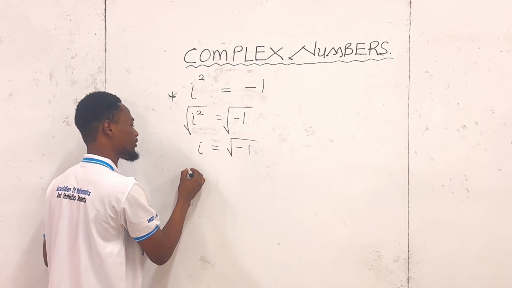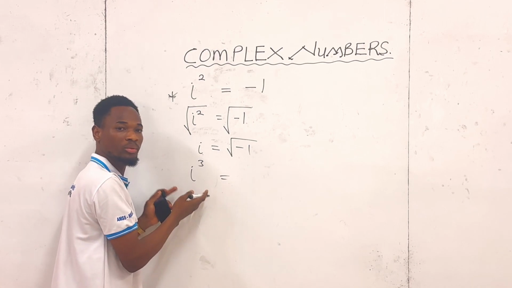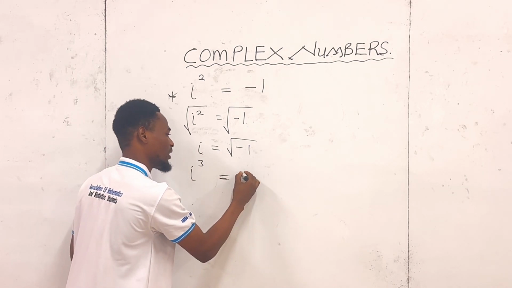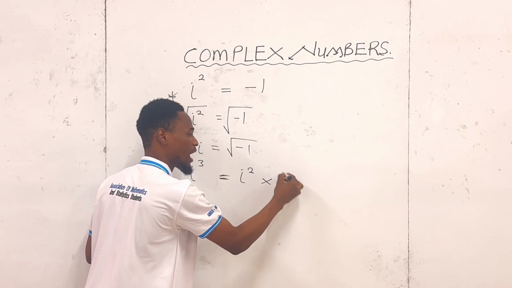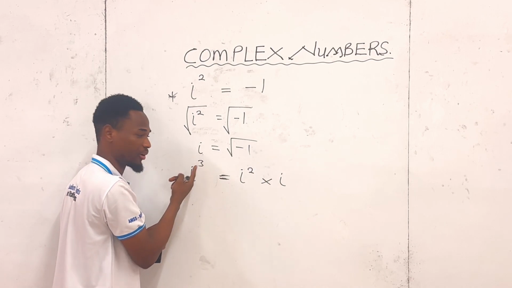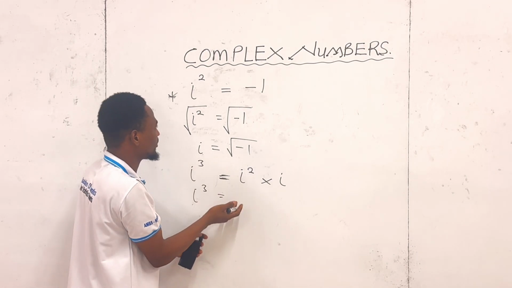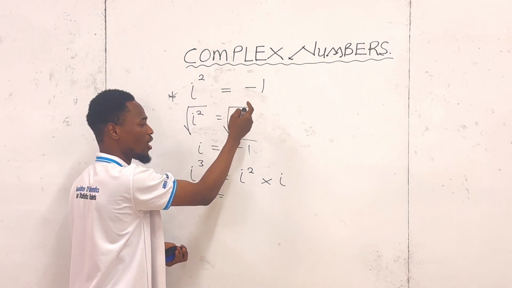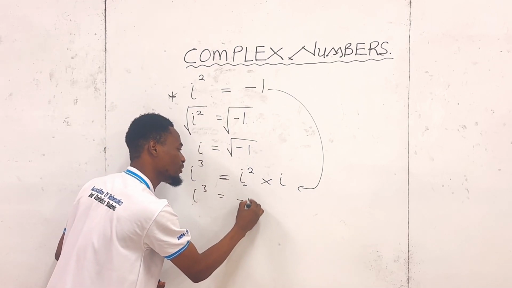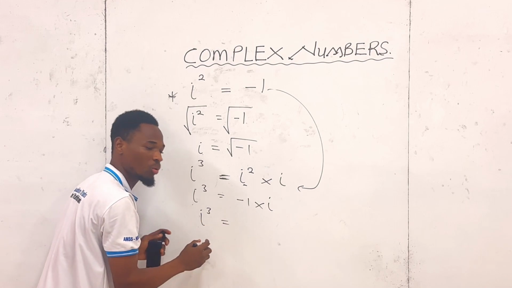So what about if I have i cubed? We know that i cubed can be written as i squared multiplied by i, where this i is raised to the power 1. When you add the corresponding exponents, it yields 3. So i cubed equals i squared times i. Do I know i squared? Of course, yes. I substitute my i squared, which is negative 1. So I have negative 1 times my i.